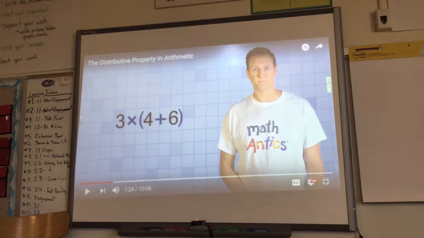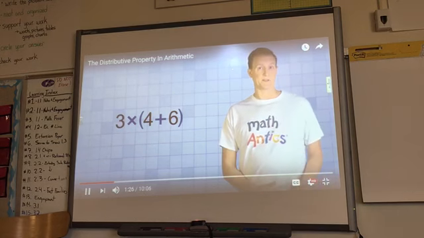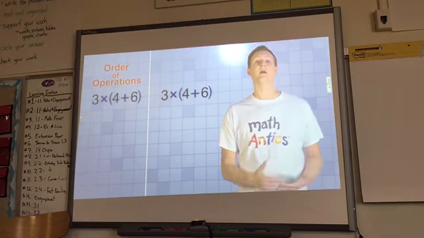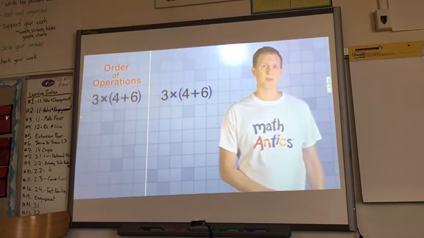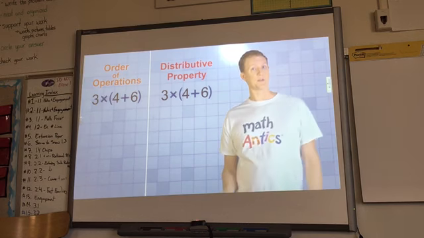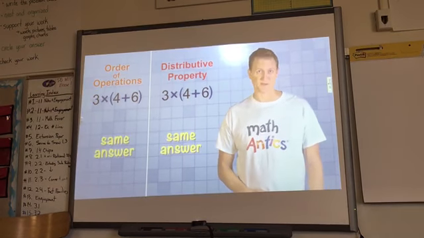Yeah, it should be. We're going to simplify this expression in 2 different ways. The first way, we just use the basic order of operations rules that you already know. But the second way, we use the distributive property. And if we do the arithmetic right, both ways will give us the same answer.